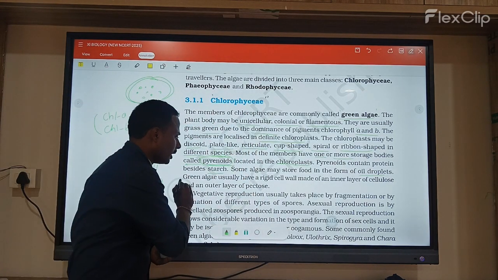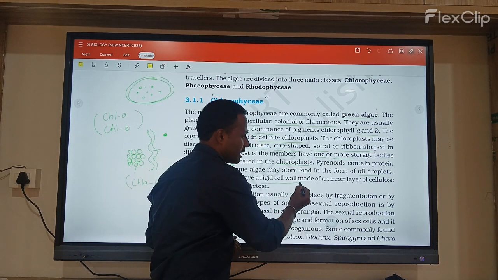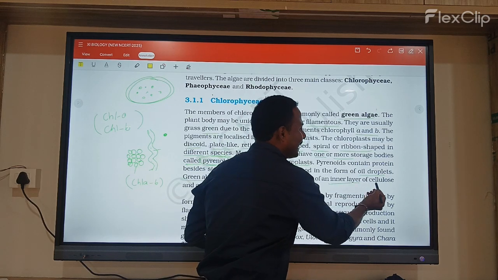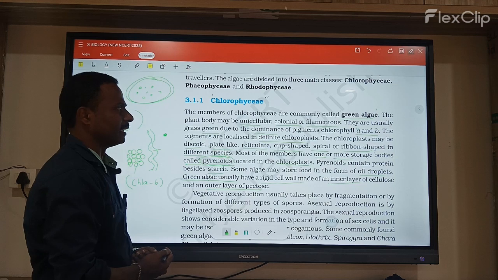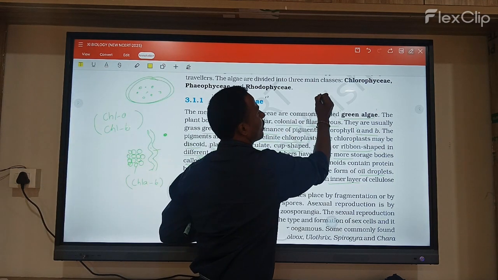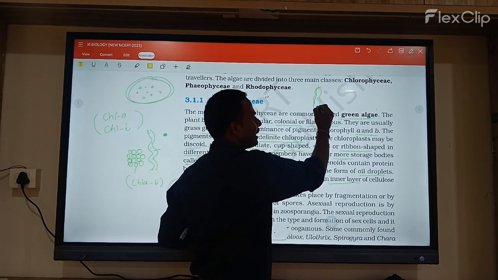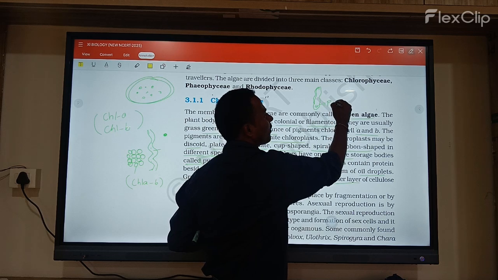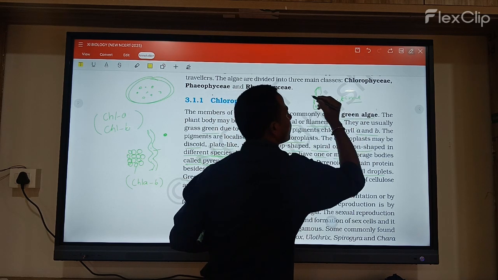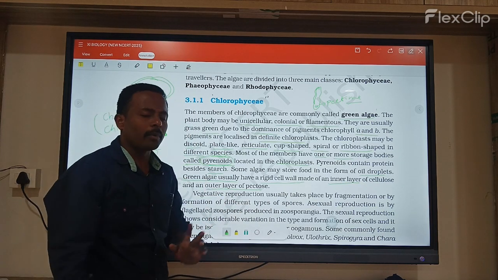The green algae usually have a rigid cell wall made up of an inner layer of cellulose and an outer layer of pectin. Take any one filament, any one cell. On the inner side the wall is made up of cellulose, and on the outer side it is made up of pectin.